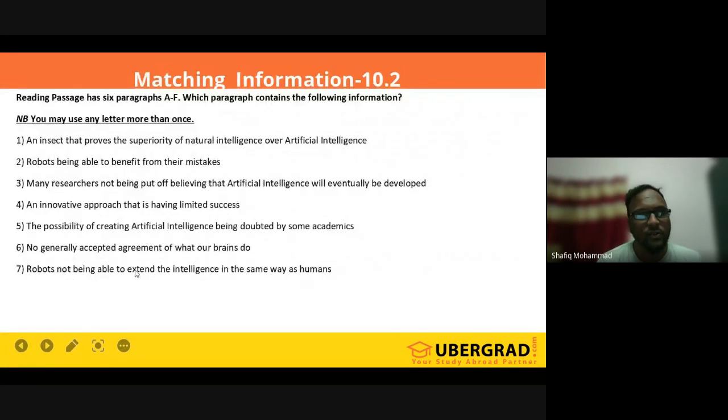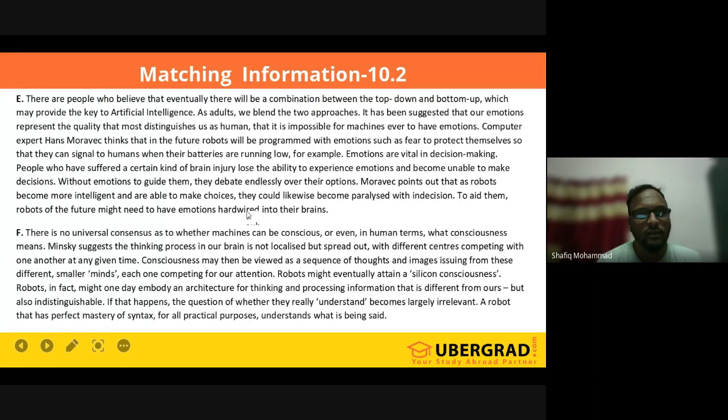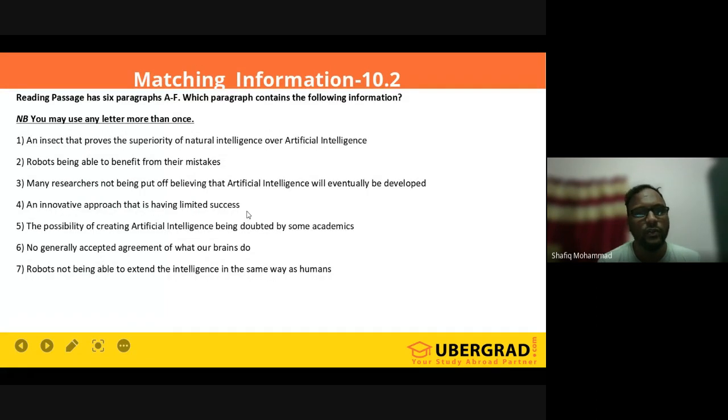Okay, so we have done with one, two, three, and the possibility of creating artificial intelligence being doubted by academics. So I believe that an innovative approach that is having limited success, F should be given to this. So the fourth one is F, guys. So I believe we have got all of them, right? A, B, C, D, E, F, right? Okay.